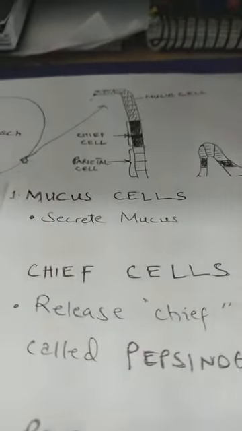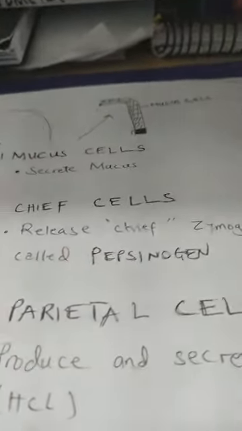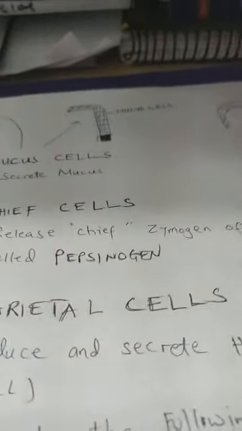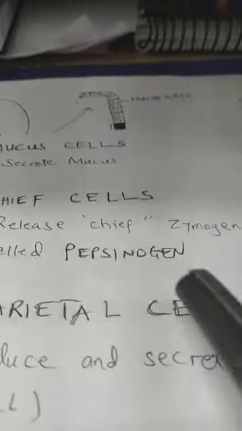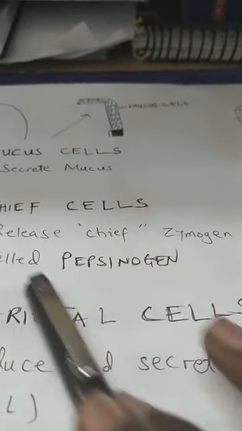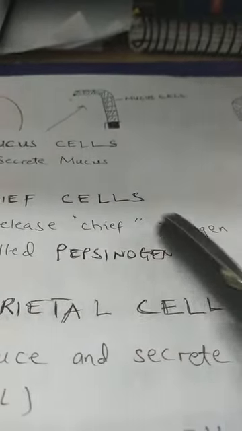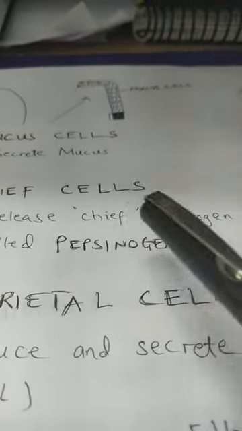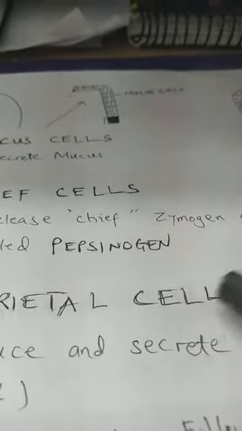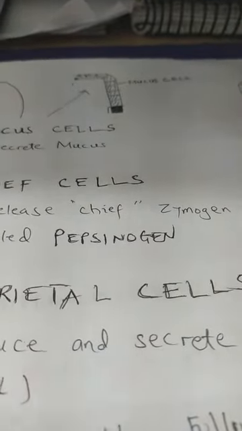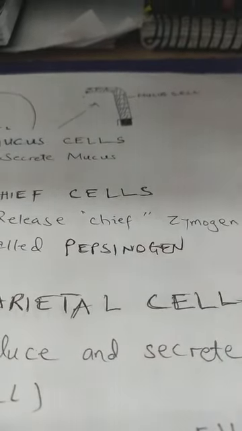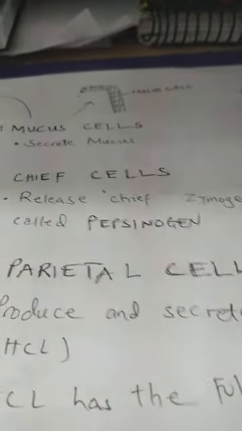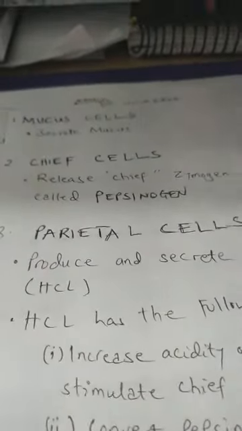So on the bottom, just below this mucus layer, we have another type of cells known as chief cells. And chief cells, what they do is they release our chief or principal zymogen known as pepsinogen. And if the pH inside our stomach is low enough, if we have very high acidity inside our stomach, our pepsinogen is then converted into its active form known as pepsin. And pepsin plays a very important role in the digestion of our protein into its amino acids.